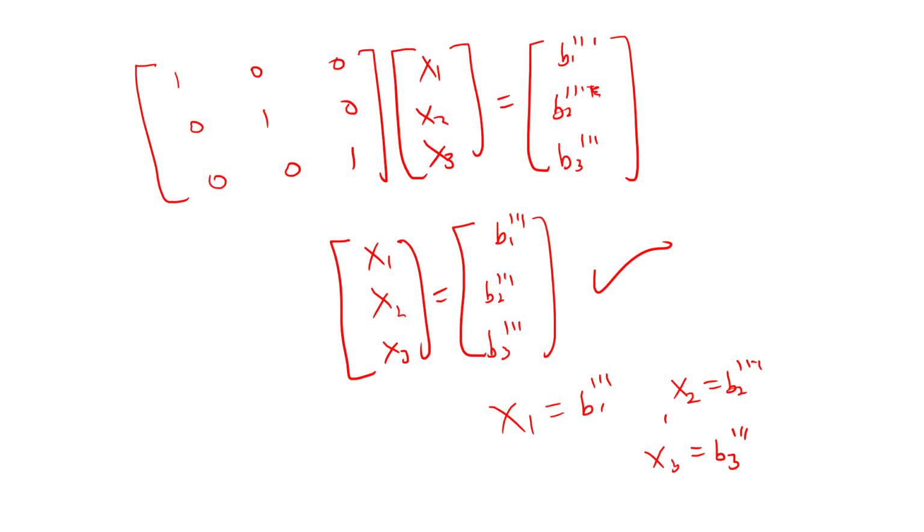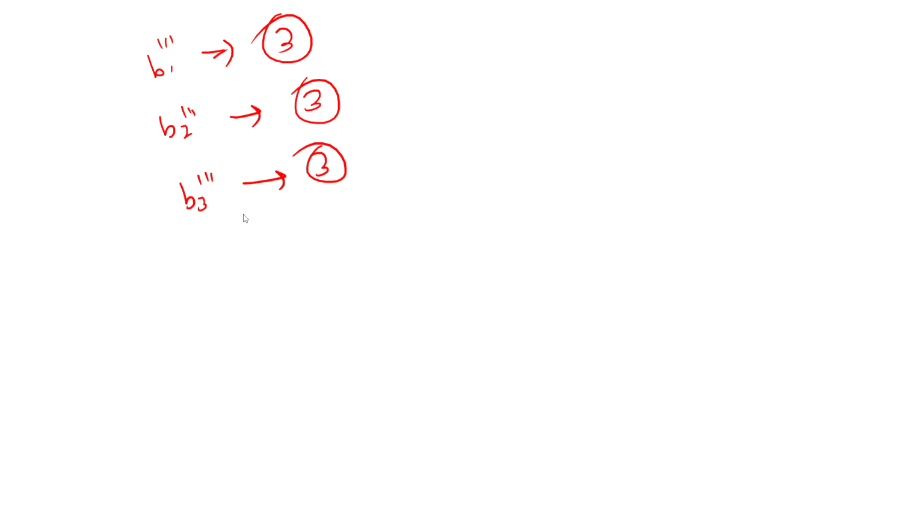But now let us see how many operations we have applied. We have applied b1 triple prime, that means 3 operations on the first row, b2 triple prime, that means 3 operations on the second row, and b3 triple prime, that means 3 operations on the third row. So if the matrix is 3 cross 3, how many total operations have I applied? 9. So this makes it order of n to the power 2.